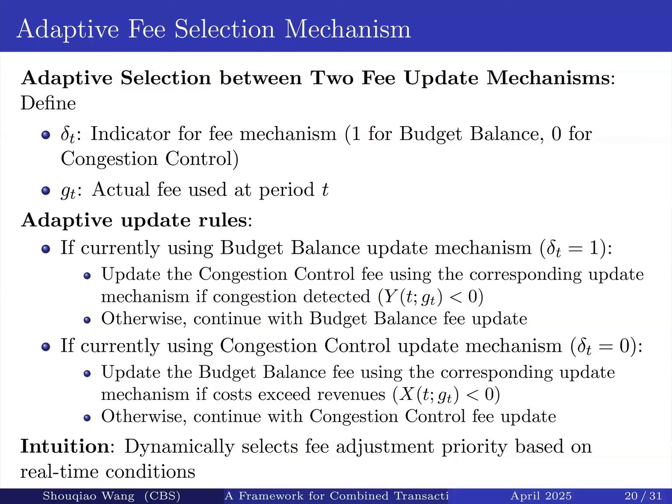If we are currently focusing on the budget balance update mechanism, but we detect congestion, we switch to the congestion control fee update. If currently managing congestion, but we notice that costs exceed revenues, we then shift to the budget balance fee update rule. This adaptive strategy ensures our system always prioritizes the most pressing network condition in real time.